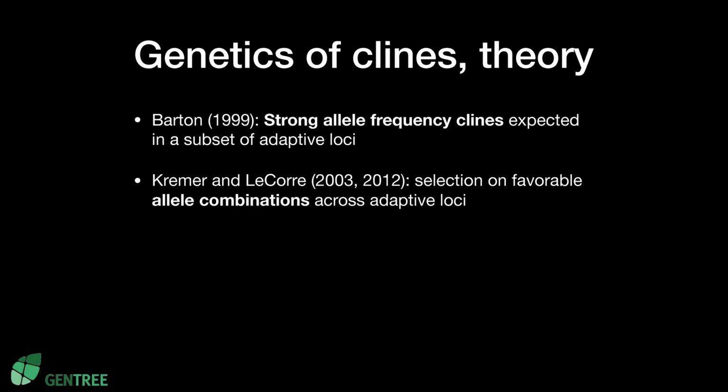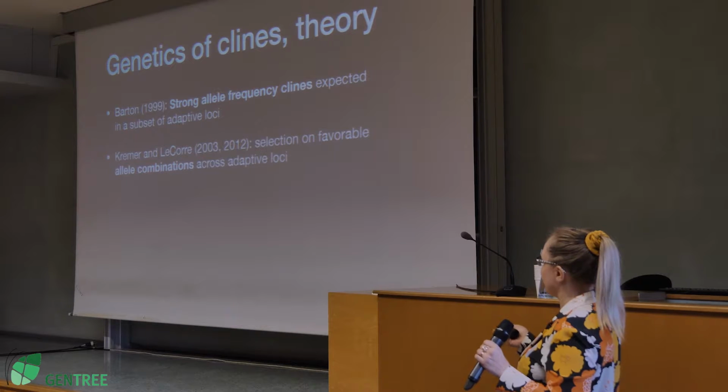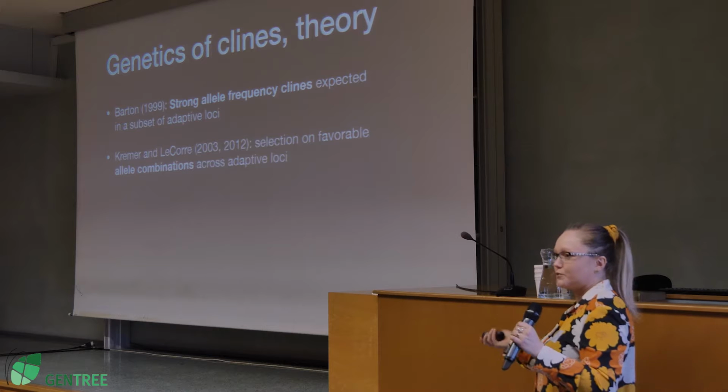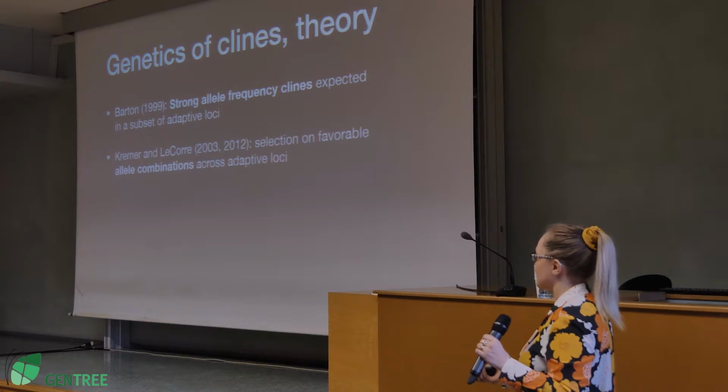On the other hand, Antoine Kremer and Valérie Le Corre have a series of papers showing that in some situations the selection may actually favor certain allele combinations and doesn't so much change the frequency of the alleles, but the covariance pattern. So you have to look at multiple loci at the same time together to see the effect.